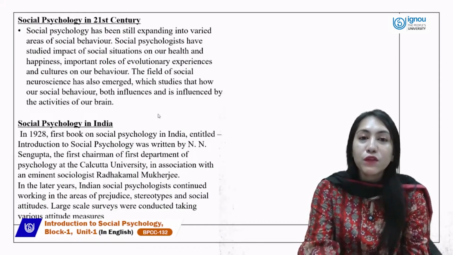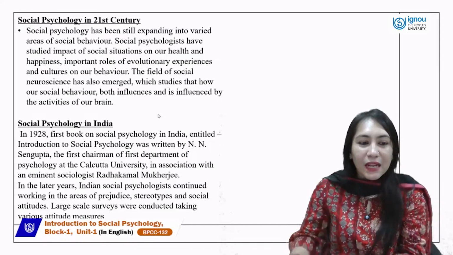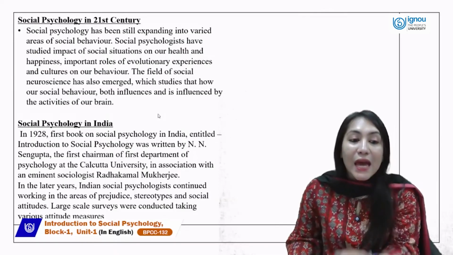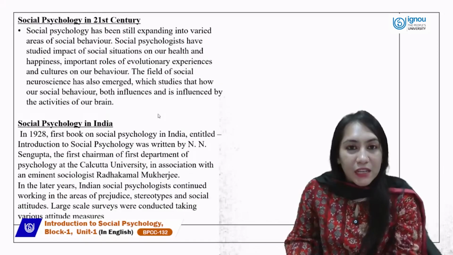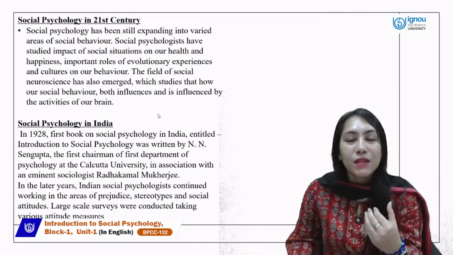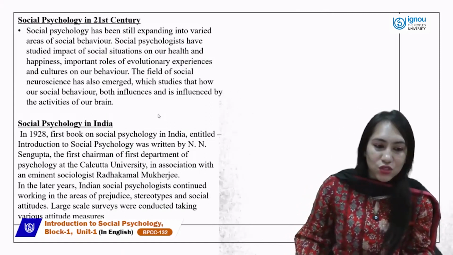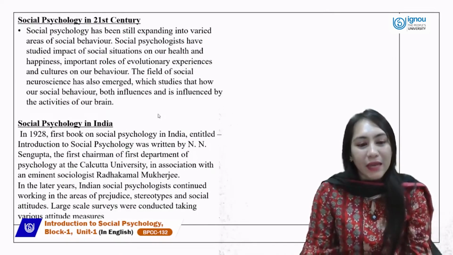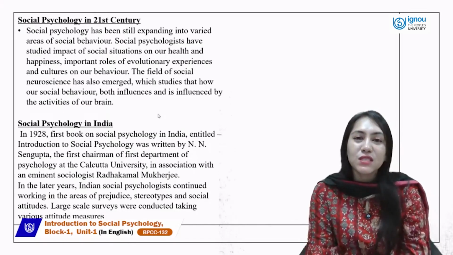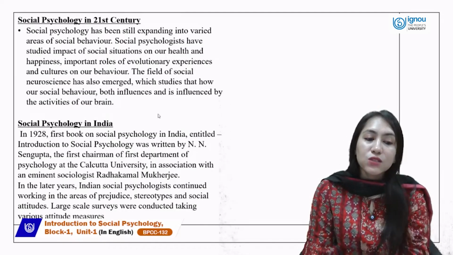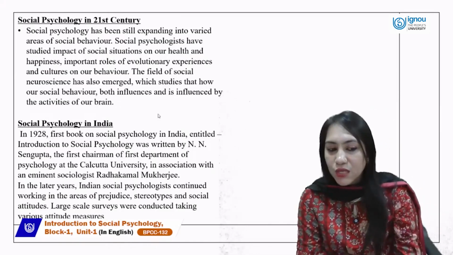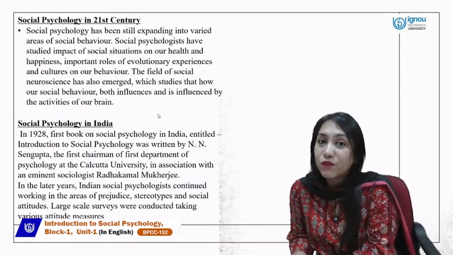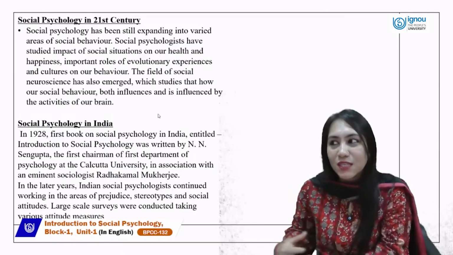He was also the first chairman of the first department of psychology at Calcutta University. He has been the first chairman of that department, and it started with experimental psychology. Even in India, in the University of Calcutta, the first lab that was formed was of experimental psychology. And there are many eminent psychologists, like Radha Kamal Mukherjee, who were also a part of Calcutta University. In the latest years, going back to the 2000s, 2005 and 2010, Indian social psychologists are working on prejudices, stereotypes, and social attitudes, and large-scale surveys were conducted. So we are studying attitudes of people, how stereotypes are formed in our society, how social behavior keeps changing because the environment keeps changing.